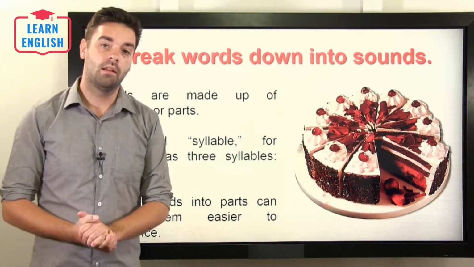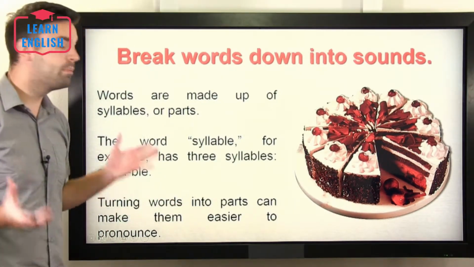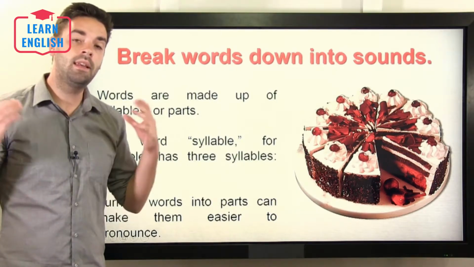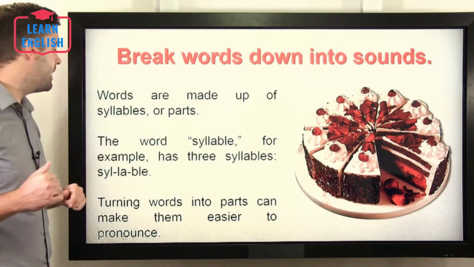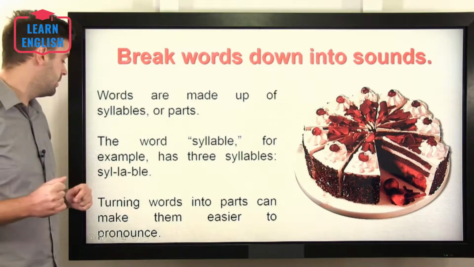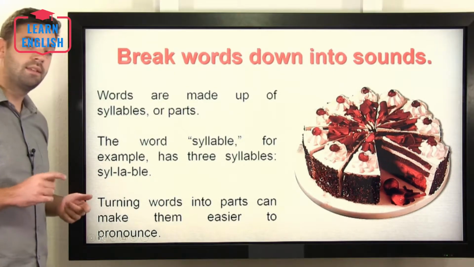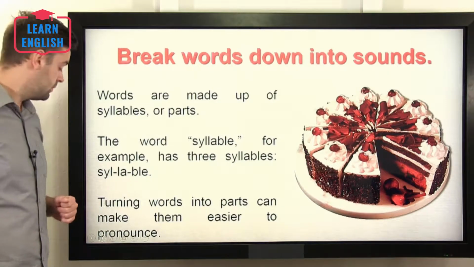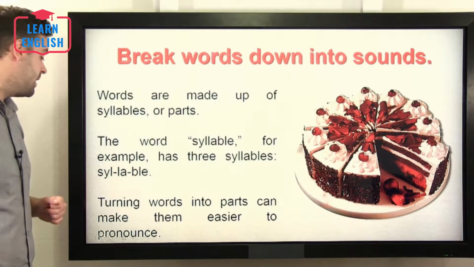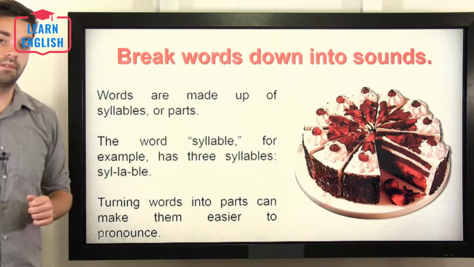So, those were the sounds, but we can break down each word into sounds. So words are made up of syllables or parts. The word syllable, for example, has three syllables. Syl-la-ble. Turning words into parts can make them easier to pronounce. Definitely.